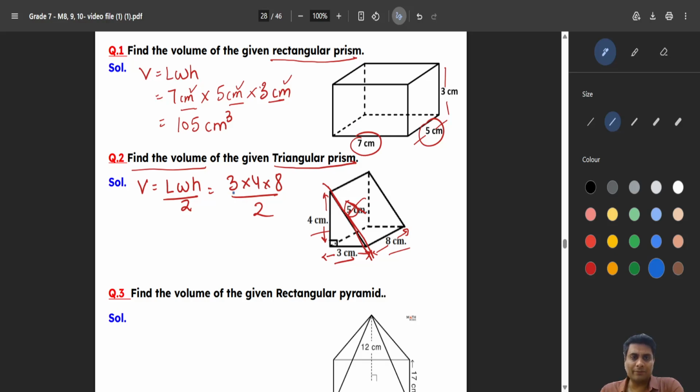Now before I multiply the 3 with the 4 and the 8, I will try to divide them by 2. Can I divide the 8 with 2? Yes, it will give me 4. Now what do I have now? 3 times 4 times 4. 3 times 4, 12. 12 times 4, 48. So 48. What is the unit? Centimeter. So centimeter cube. Okay.